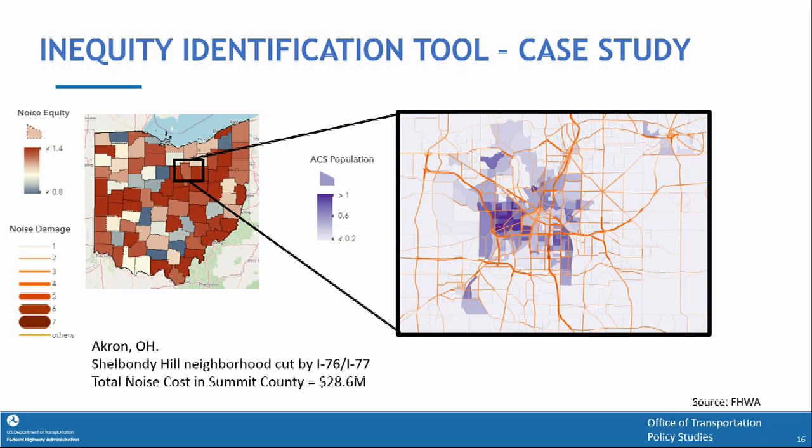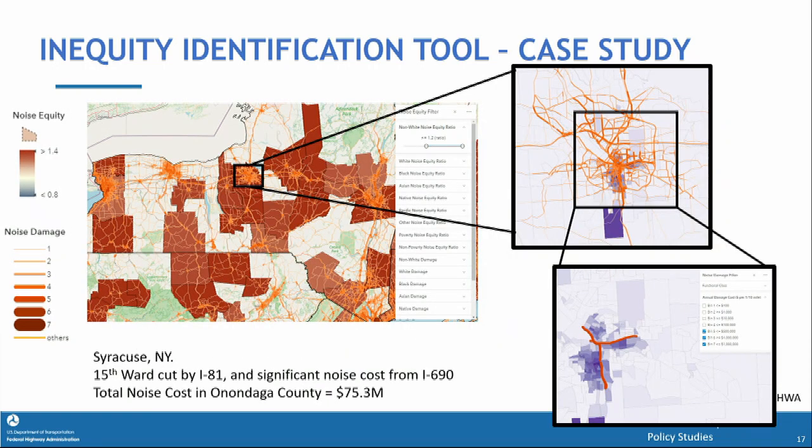Similarly, I was looking at a history of communities that were severed by highways and identified Akron, Ohio as one of them. And then sure enough, looking at the tool, we can see there's a high noise inequity there. And then you can pinpoint which roads are causing it, which neighborhoods are really being affected by the high noise cost. We've also built in a set of filters.